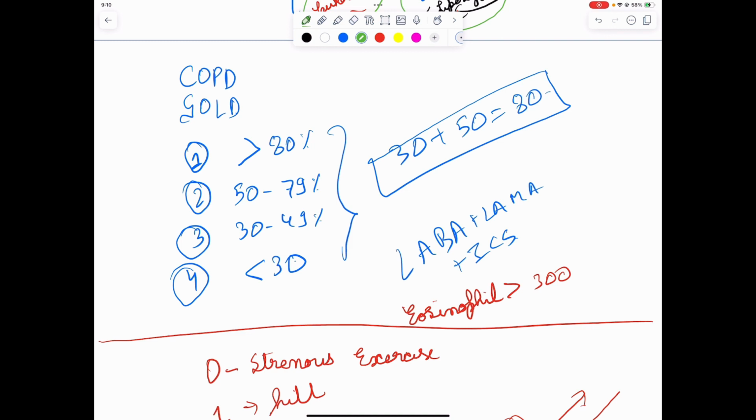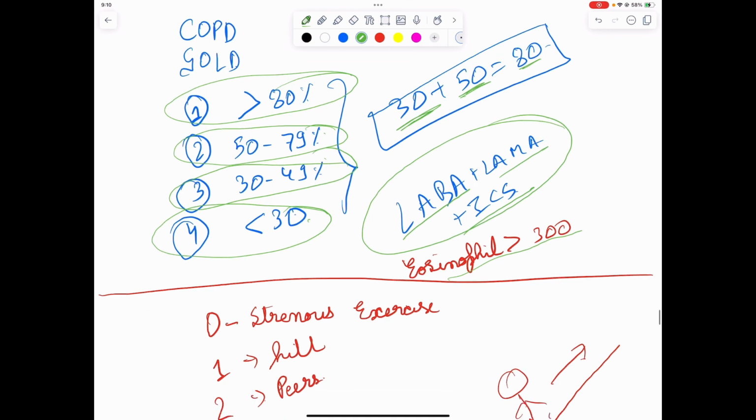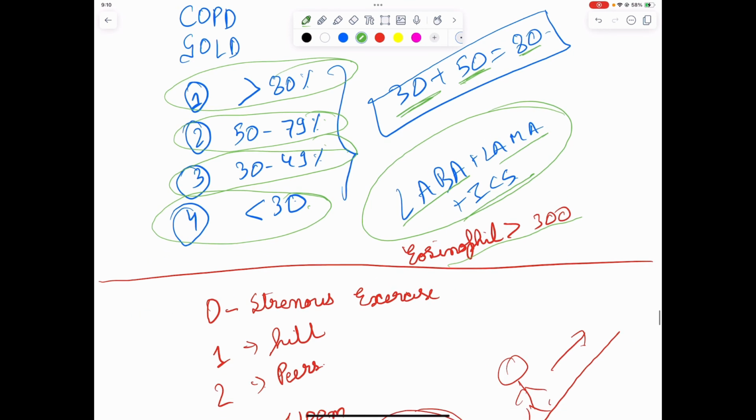In GOLD criteria, category 1 is greater than 80%, category 2 is 50 to 79%, category 3 is 30 to 49%, and category 4 is less than 30%. You can simply remember that 30 plus 50 is equal to 80. What will be the drugs that we will use? We will use LABA, LAMA and inhaled corticosteroids. Now, eosinophil count would be greater than 300 in many of these COPD cases.